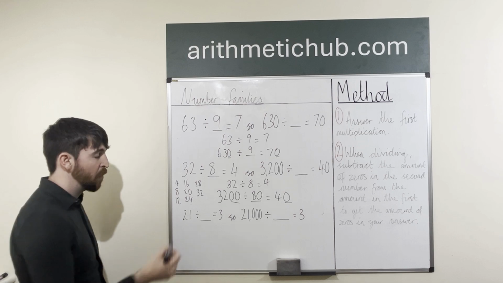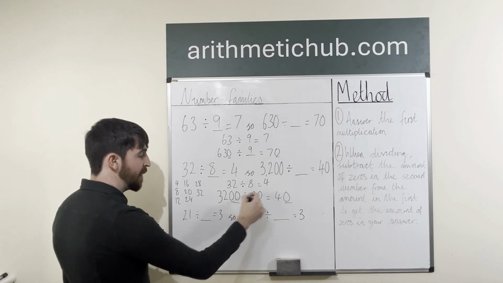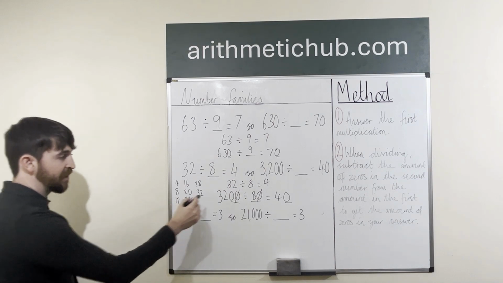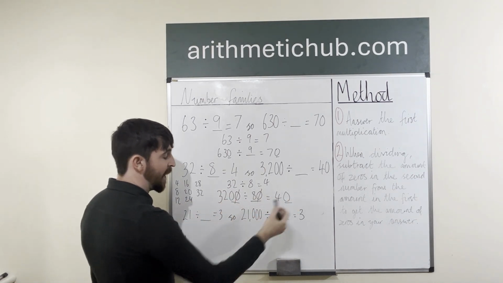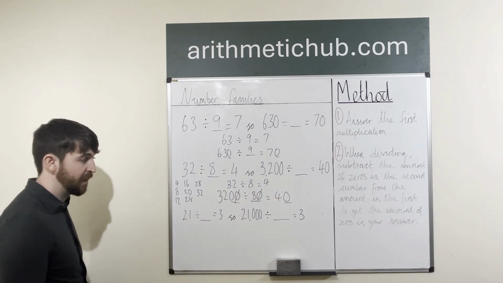Because it's division, we don't add up the total zeros. Because it's division, what we would do is say, right, these 2 zeros, they're going to cancel each other out. So now we've got the same as 320 divided by 8, which is going to give you 40. 1 zero in the question, 1 zero in the answer.